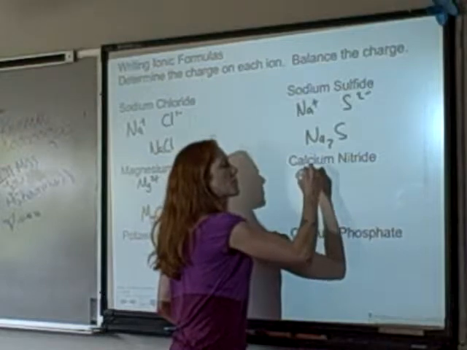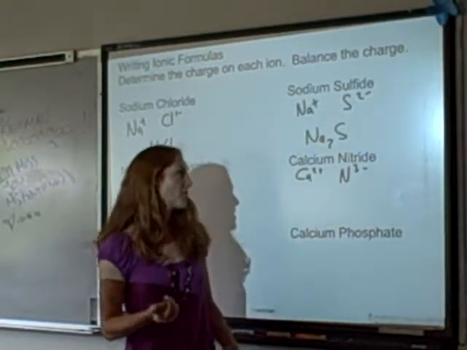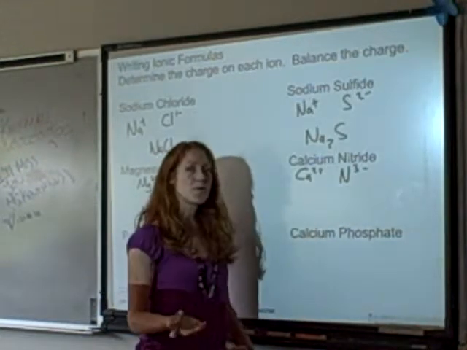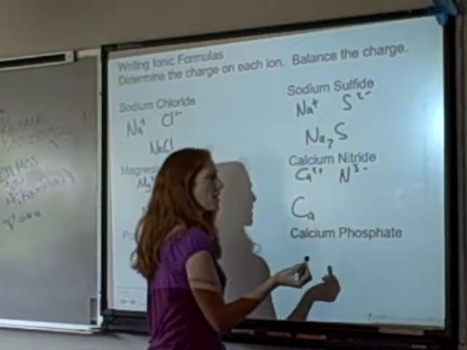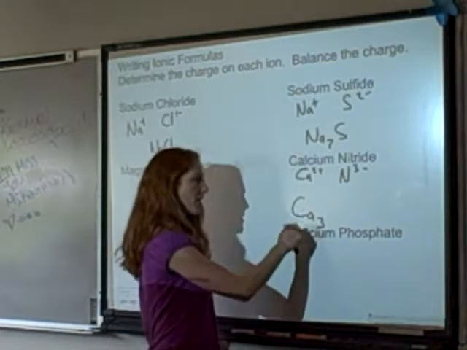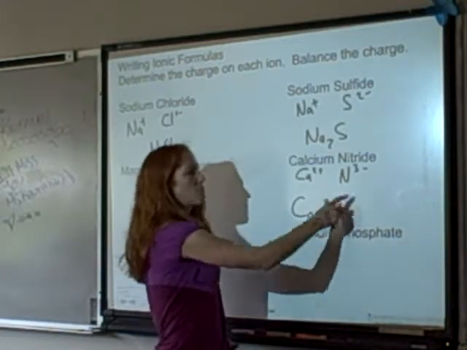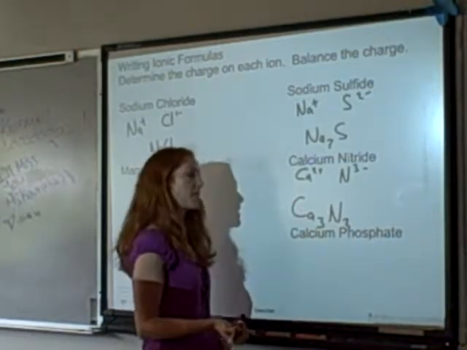Calcium nitride. The calcium is a 2+, the nitride is a 3-. It gains 3 electrons. So if I'm going to transfer the same amount of electrons, 2 and 3 can both go into the number 6. So I'm going to give up 6 electrons on the calcium side by having 3 calciums. 3 times 2 is 6 electrons lost here. Those 6 electrons are going to be taken on by 2 nitrides, because each one can take on 3 electrons. So 2 times 3, 6 electrons gained.